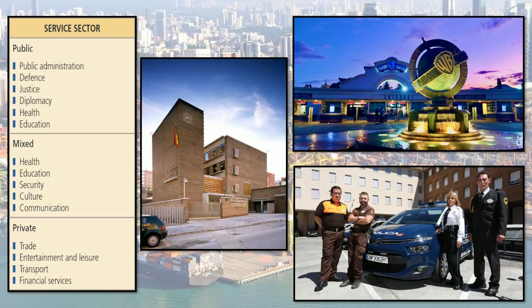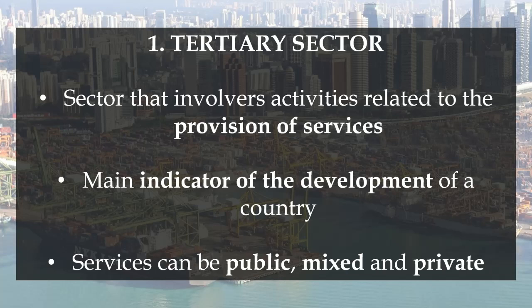And these activities, we can classify them according to who manages them: public activities, which are services provided by the administration; private services, which are provided by private companies; and mixed services. These are the services that are provided both by the public administration and the private companies. And here you have some examples of them. So this is the summary of this point. Remember that you may pause this video if you want to take some notes.